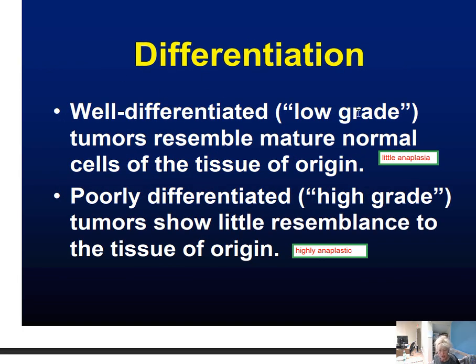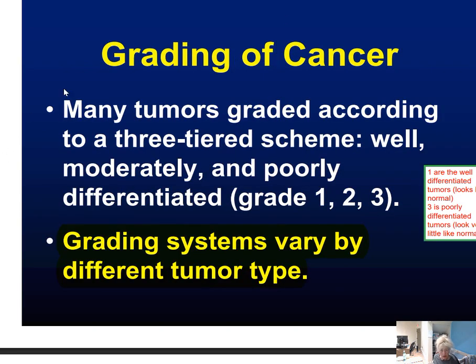Differentiation. Well differentiated is a low grade. Tumors resemble the mature normal cells of tissue of origin, not as much anaplasia. Poorly differentiated is typically high grade. They show little resemblance to the tissue of origin, usually higher mitoses of the nucleus and a higher nuclear to cytoplasmic ratio. We grade tumors according to 3-tiered scheme, well, moderately, and poorly differentiated. And the grading systems vary by the type of tumor.